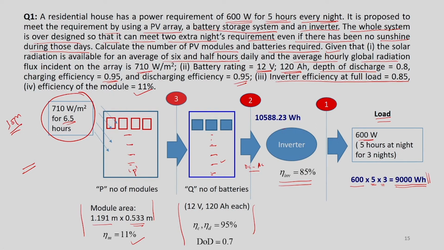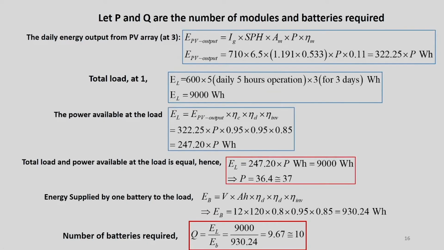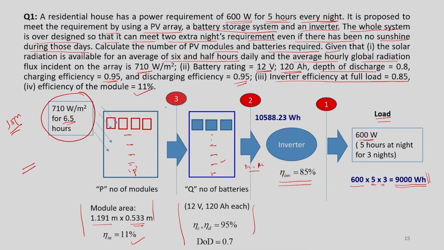Now, we are dividing this into 3 categories, 1, 2 and 3, so that we can do it more clearly. Let us consider P and Q are the number of modules and batteries required to run the system. Now we will start with the supply part, the daily energy output from the PV array at point 3. The amount of energy which is generated by this PV module we need to know, at this point.